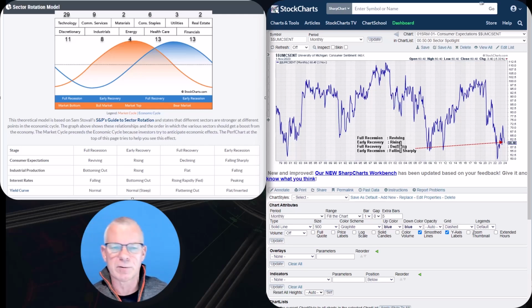Already I prepared for this show, obviously, and I know what's going to come in terms of the other macroeconomic variables and for the sector rotation. And I think it makes sense to label consumer expectations as declining / falling sharply, which would position it between a full recovery and an early recession.